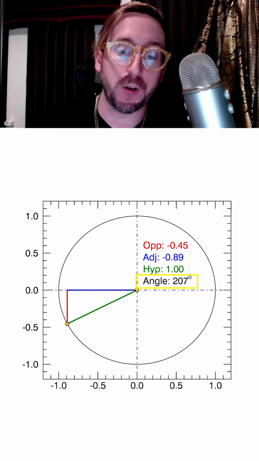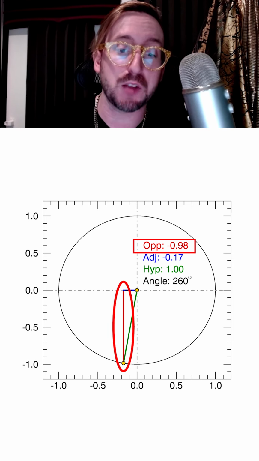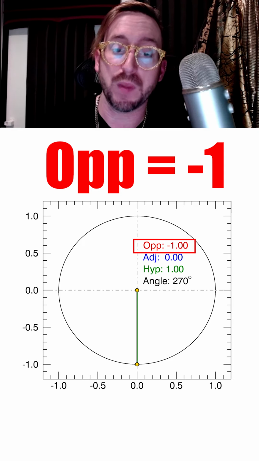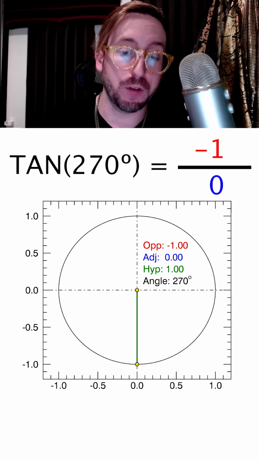Now we increase the angle even further towards 270 degrees. The length of the adjacent has become basically 0, and the length of the opposite has become the same length as the hypotenuse. However, because it is below the x-axis, this is actually minus 1. So now when we calculate sine, we get minus 1 over 1, cosine we get 0, and tangent we get minus 1 over 0, which is undefined.